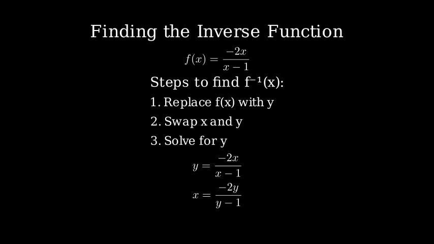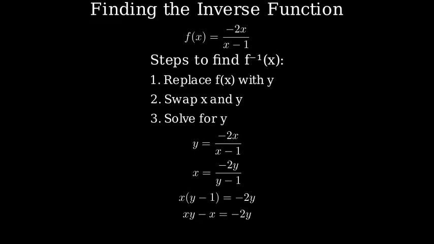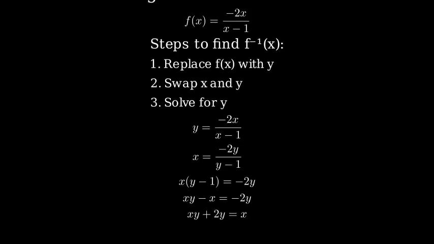Now comes the algebraic work to solve for y. First, multiply both sides by y - 1. This gives us x(y - 1) = -2y. Distribute x on the left side to get xy - x = -2y. Combine like terms by moving all y terms to one side. We get xy + 2y = x.